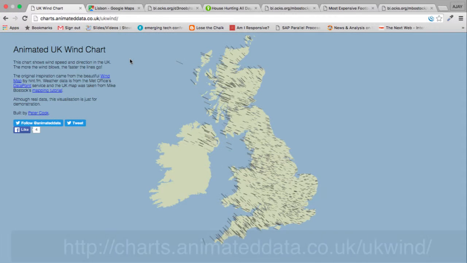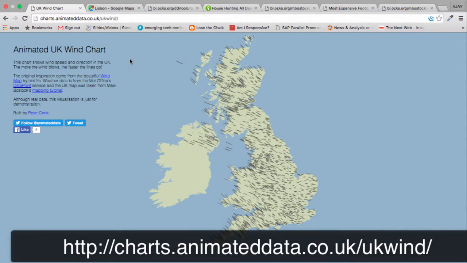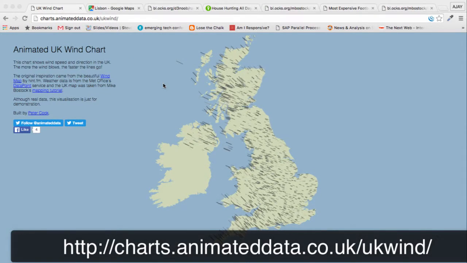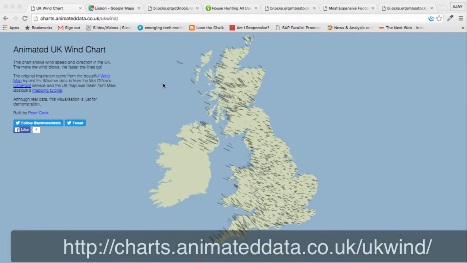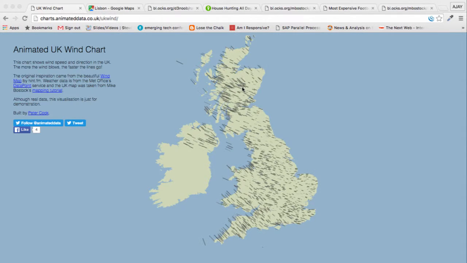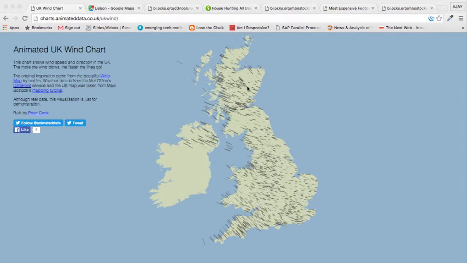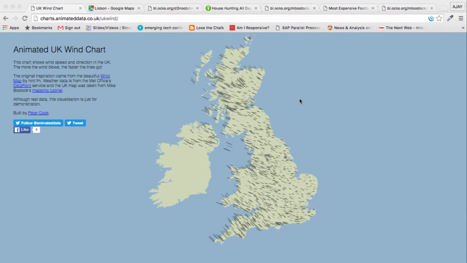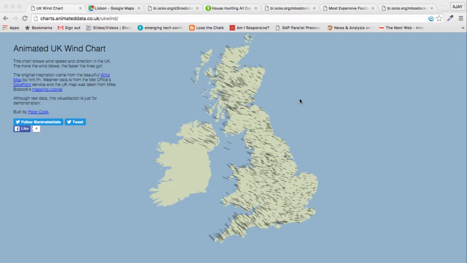In this section, we are going to see some advanced chart types. The first advanced chart type which we are going to see is maps. Maps are an excellent way to show spatial data, where you are showing data points of certain regions. Here you can see the animated UK wind charts, where the points show the direction and wind speed of the areas.